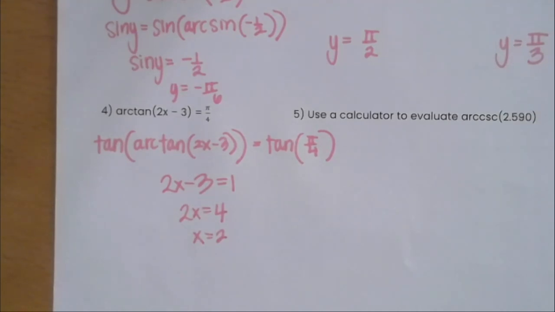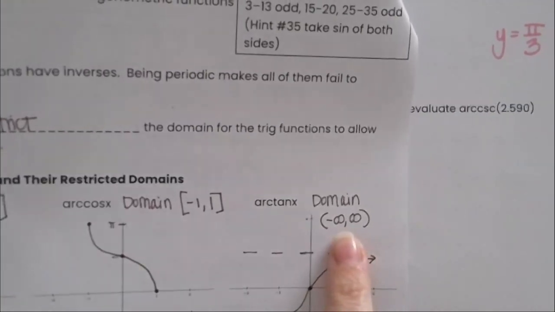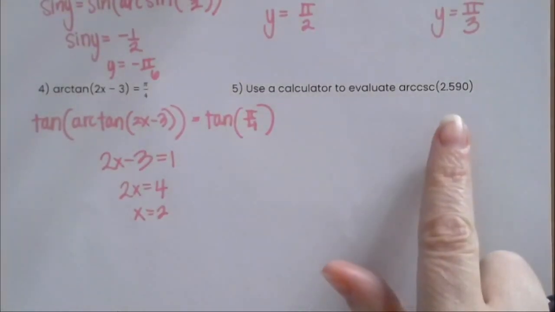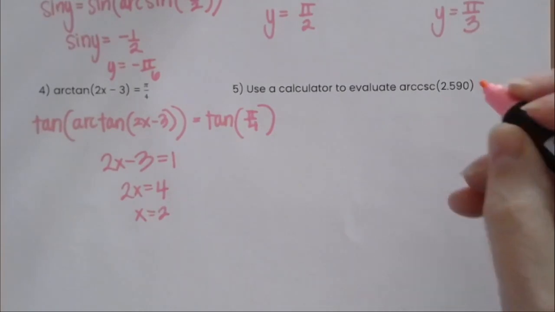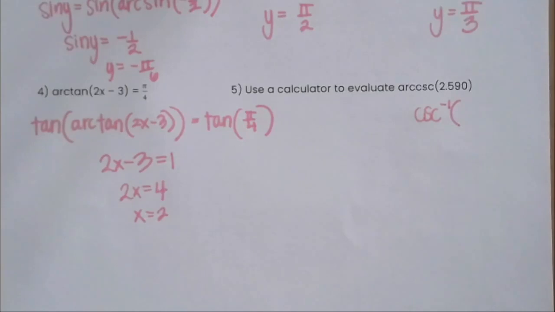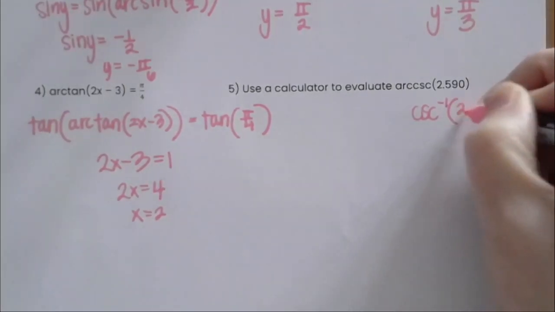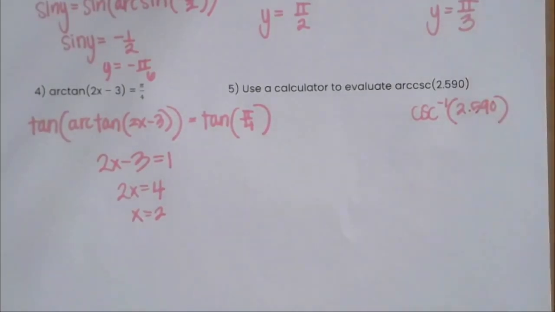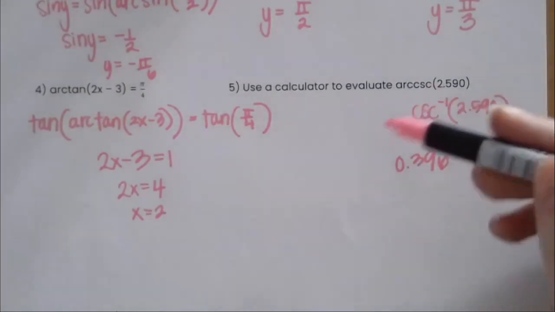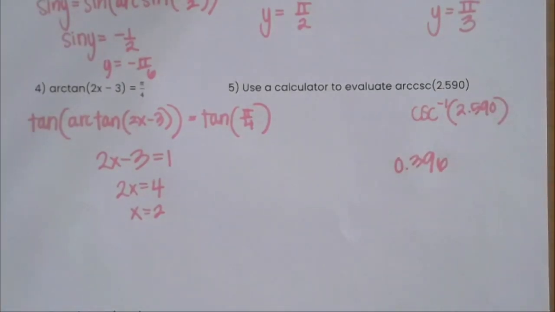Now if I look at the restricted domain for tangent, it's -∞ to +∞. We don't have to restrict it. So 2 is perfectly fine. Use a calculator to evaluate this. Our calculator button that you're going to want to use is that one with the cosecant -1, like this, right here. And then 2.590. You can use your calculator right there. I'll let you go ahead and do that. If you were in radians, then you would have gotten 0.396.